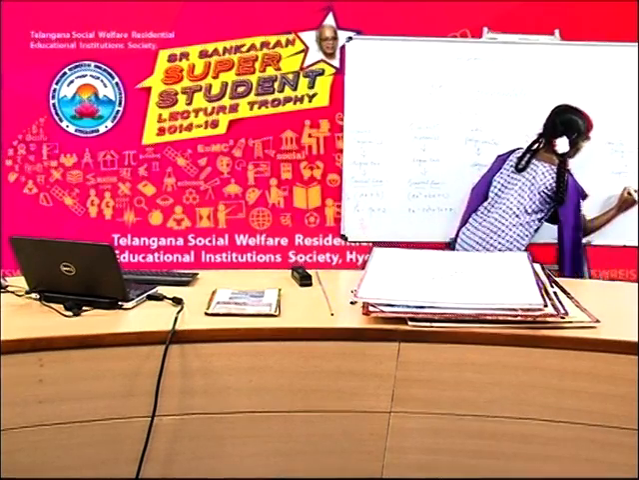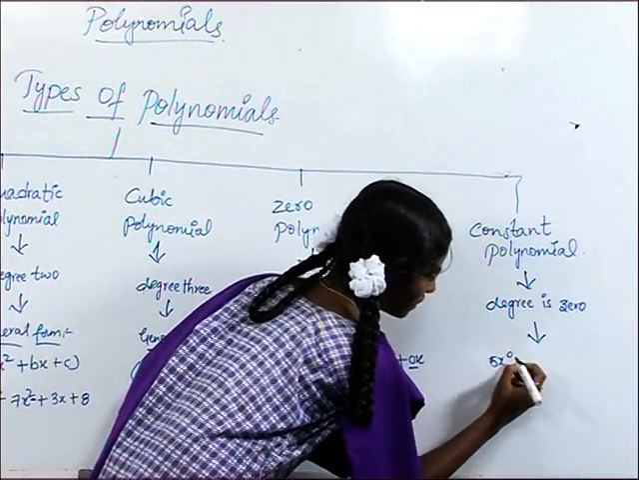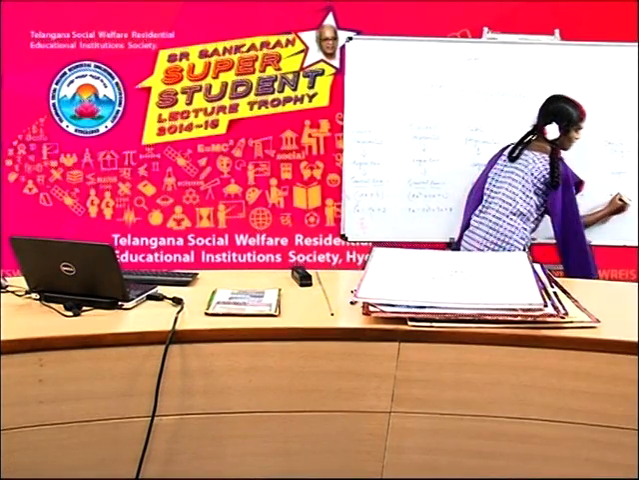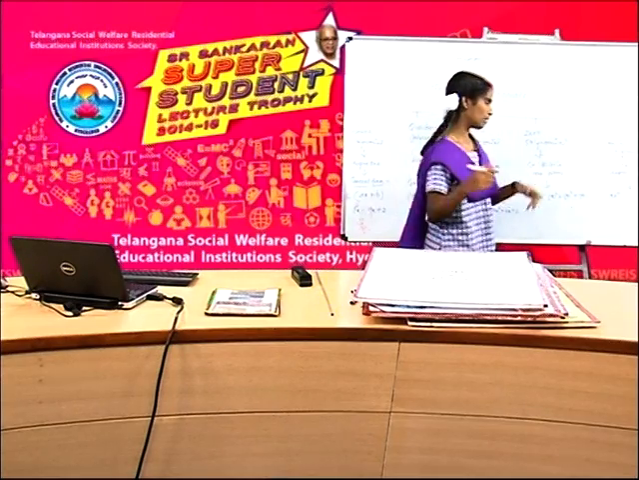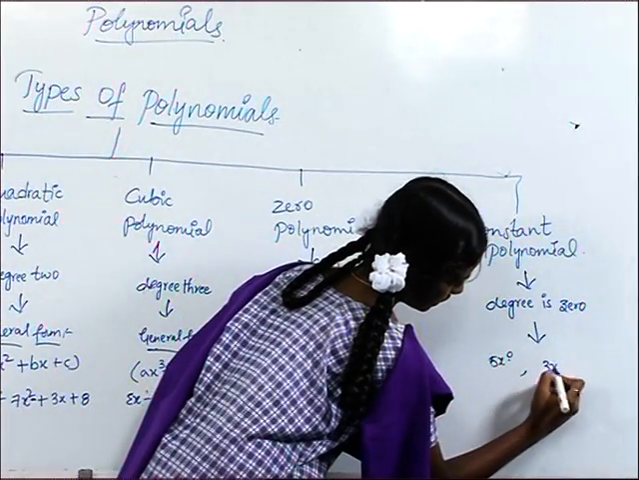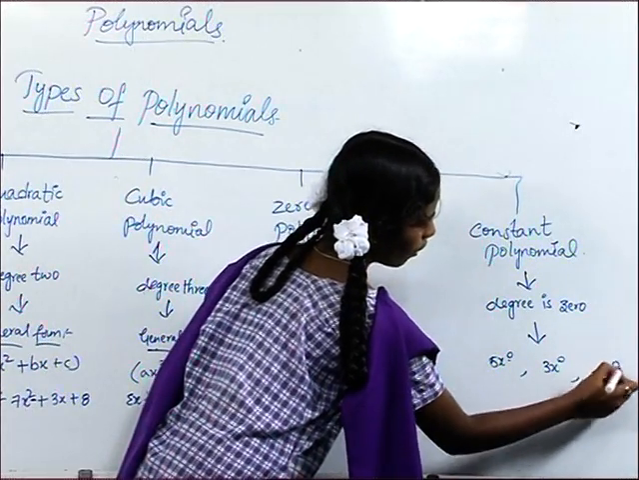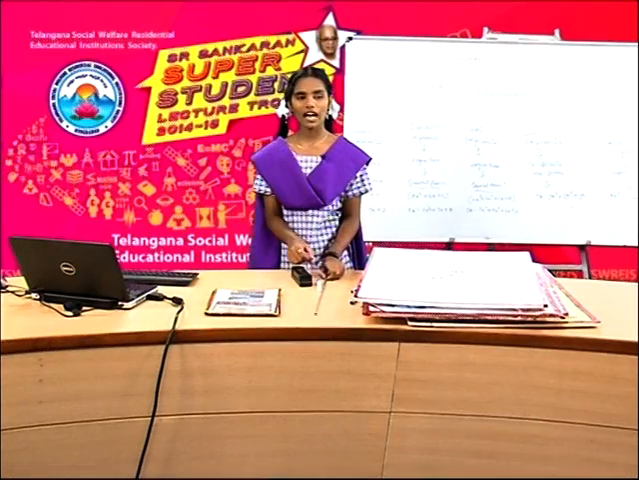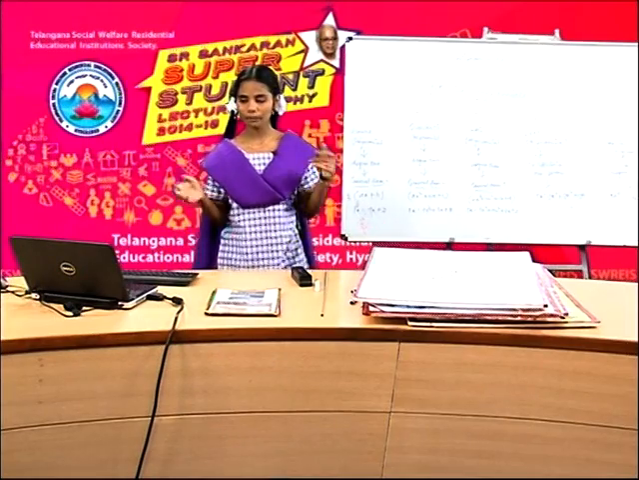For example of a constant polynomial, 5x power 0 is a constant polynomial. Why? Because here the degree is 0, so it is called a constant polynomial. And we can take other examples like 3x power 0 and 2x power 0. These are all examples of constant polynomials. Friends, now I am going to show this constant polynomial in this PowerPoint presentation.